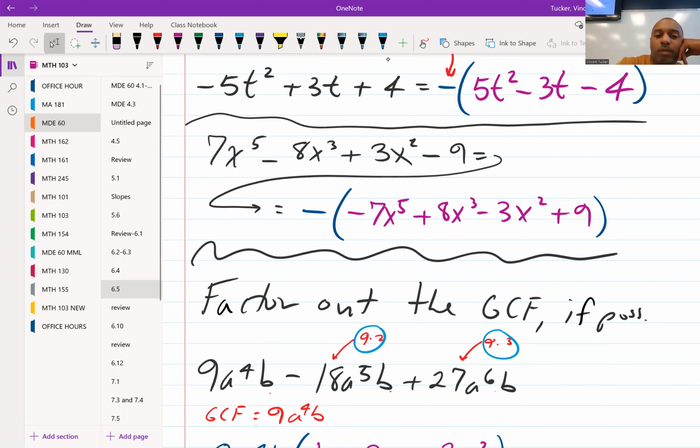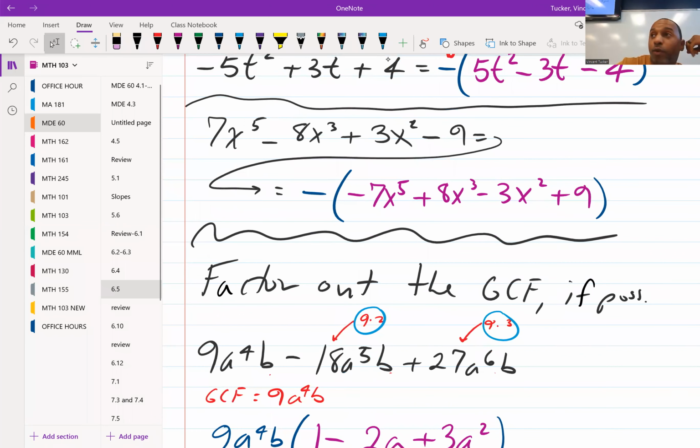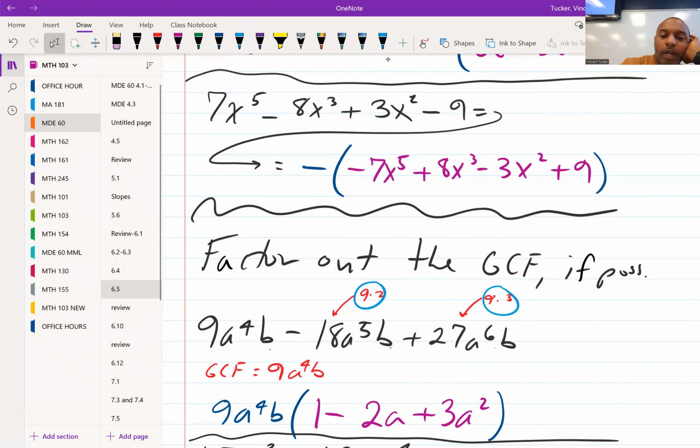All right, so next one is another factoring out the GCF. So we have 9a to the fourth b minus 18a to the fifth b plus 27a to the sixth b. So when you look at each one of your numbers, 9, 18, and 27, they have 9 in common. 9 is there for the first term. 18 is 9 times 2. 27 is 9 times 3. So we factor out 9.